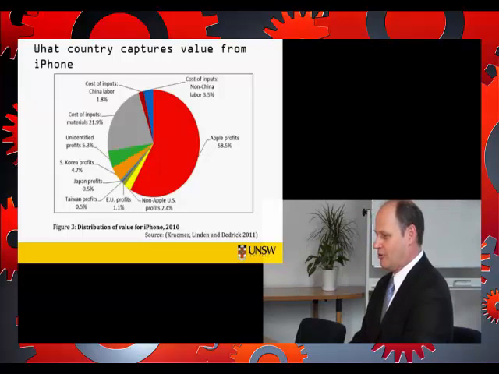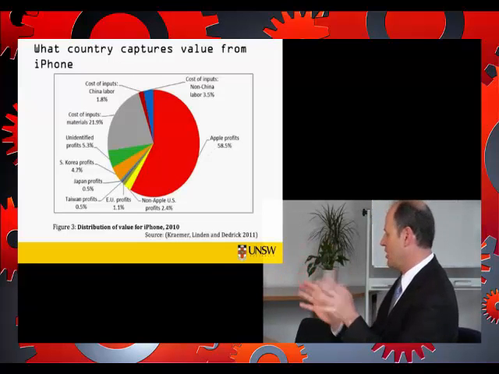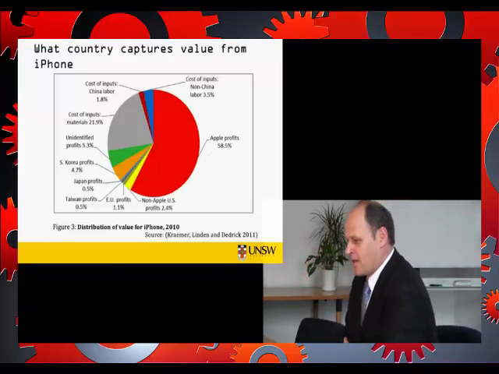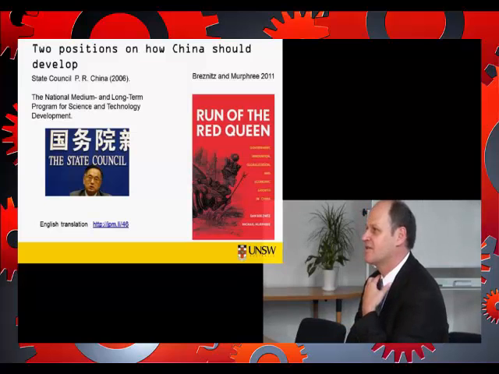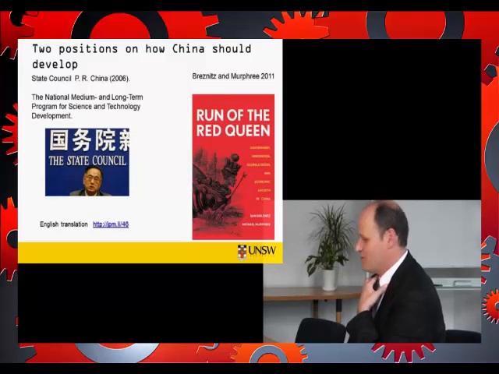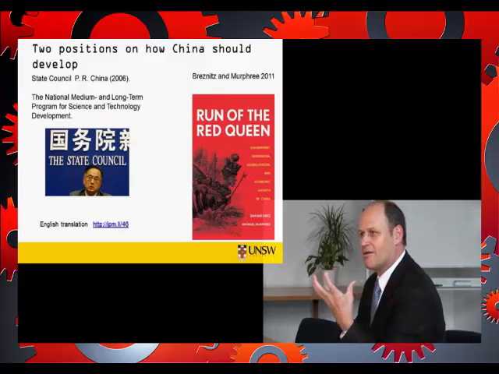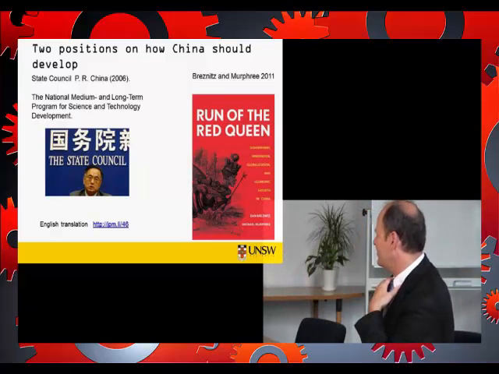And when I looked into the literature, and for those of you working in China, of course, you know all this. The State Council of China put out a national medium to long-term program for science and technology in 2006, which agrees with this. I'm going to walk you through what the argument is, but let's have more companies in high-tech sectors where we can capture high value added.